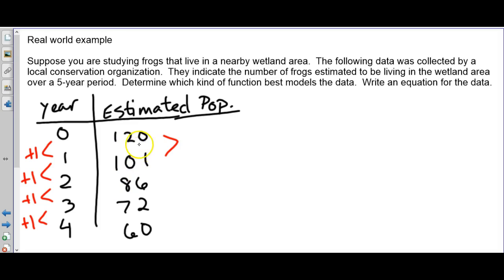So adding or subtracting 120, I would have to minus 19 to get down to 101. 101, I'd have to minus 15 to get down to 86. 86, I'd have to minus 14, and 72, I'd have to minus 12 to get down to 60. So these aren't close enough, even though this is an estimation, so we may not match exactly. Those are some pretty big jumps. Negative 19, negative 12, those aren't very close together.